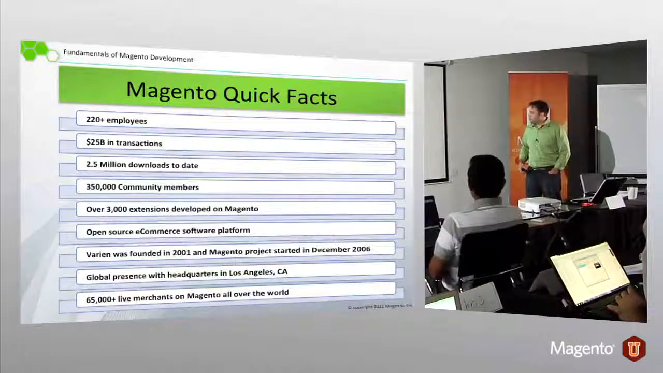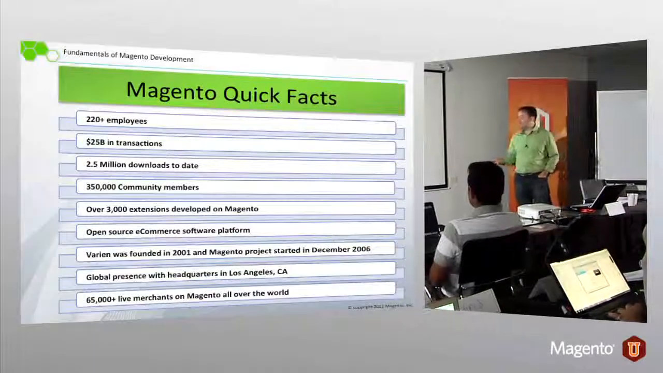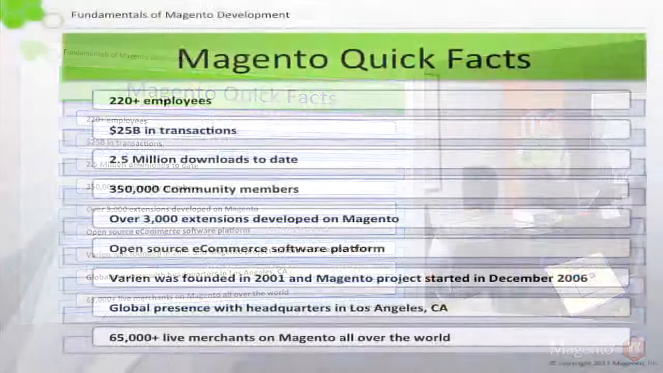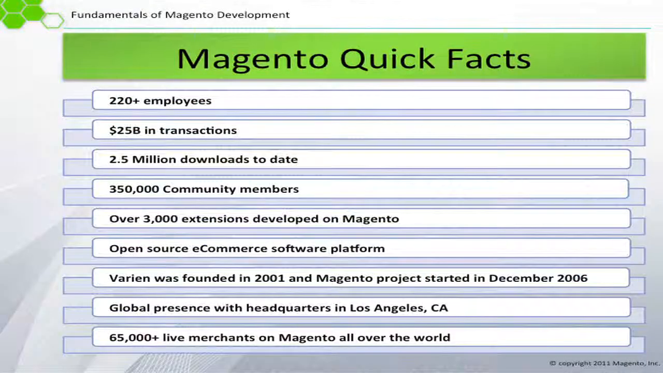Magento started out as Varien and has since become Magento Incorporated. And we're right here at the global headquarters in Los Angeles.